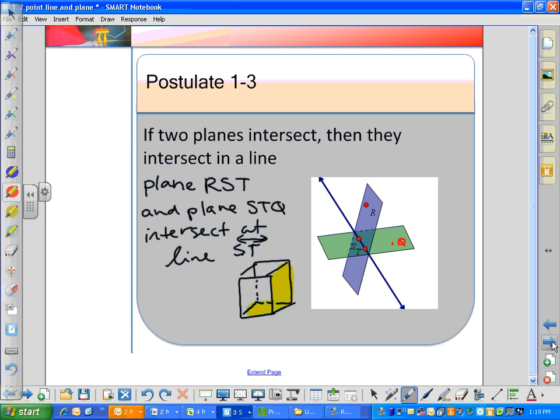Whoops, I wanted that to be red. Let's try that again. No, it's not coming out red. Try it one more time. No, it wants to be yellow. Anyway, where does the bottom of that cube meet the side of the cube? Meets it in that line right here.